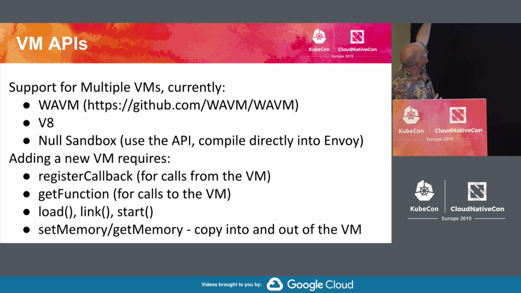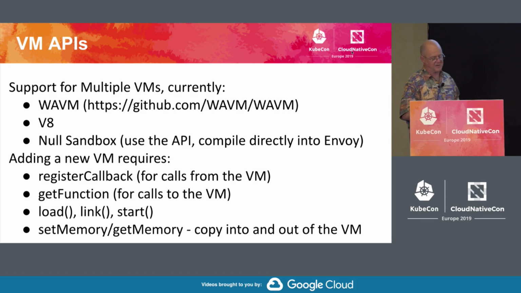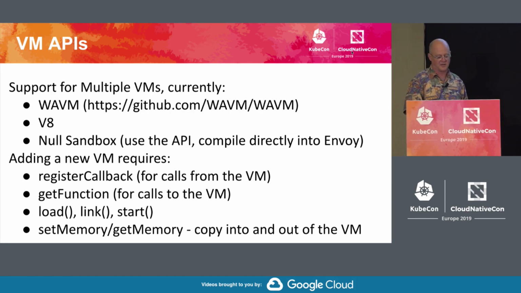You need to implement a function to register callbacks. These are calls that come out of the VM, all those general APIs I was talking about. You need to add a function to get functions from the VM, so you can get the handlers that the VM has for when a call comes into the VM, like the onLog call. You'd have to have a way for Envoy to get that call from the VM. And then you need the general load, link, and start.